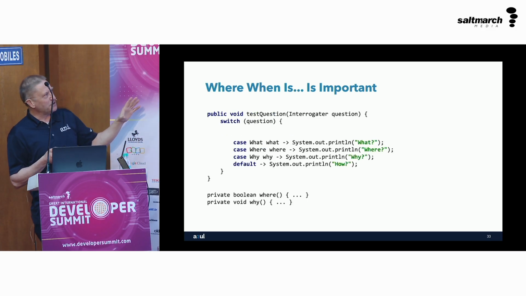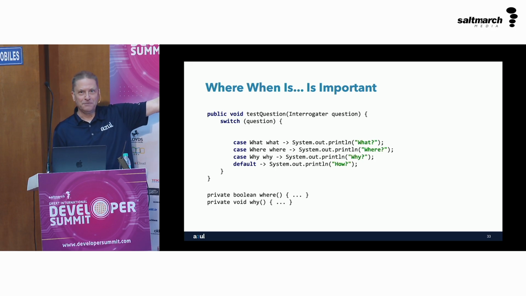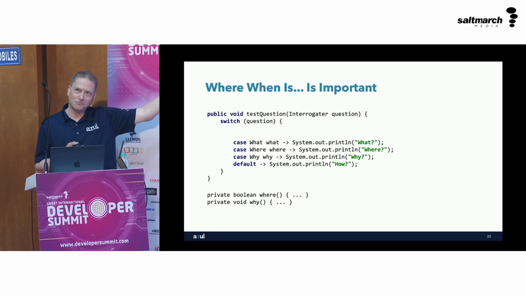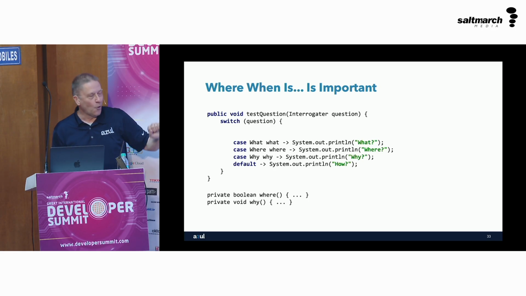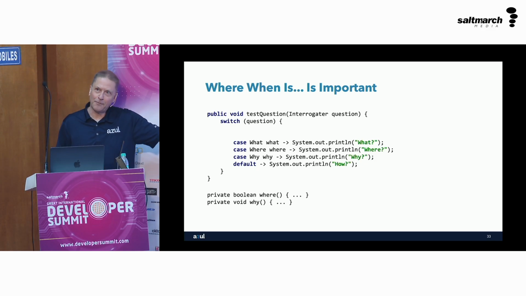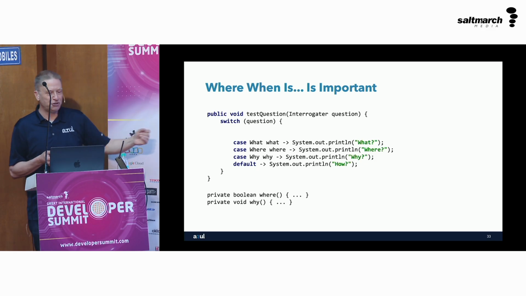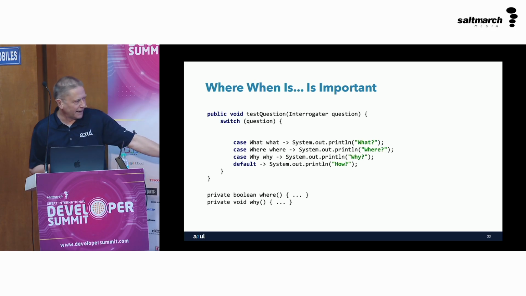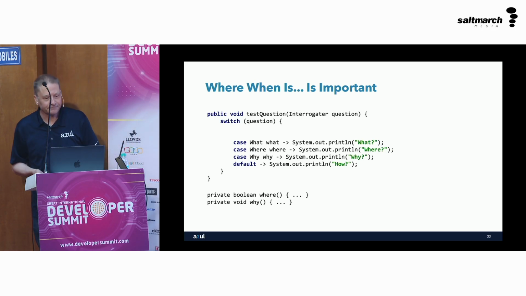Then what we can do is set up test question, which takes an interrogator, and then we'll switch on question. And clearly we can have certain cases. I haven't made it complete yet, but we've got case what, case where, case why, and then we'll have a default, even though we don't need one, how, because we don't know how we would possibly get there. And then we define a couple of extra methods outside of that just to be complete, a boolean called where and a void called why.